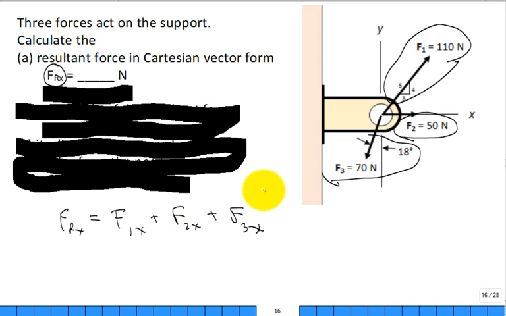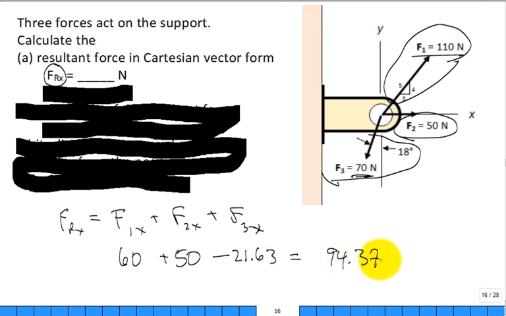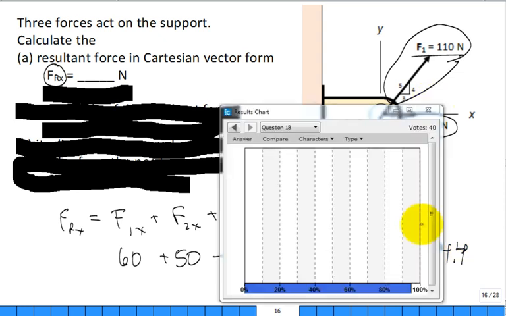We already did f1 in the x, true? Wasn't that 66? F2 in the x is really easy, that's 50. And f3 was negative 21.63, which gives us 94.37, which when you put it to three significant digits is 94.4.